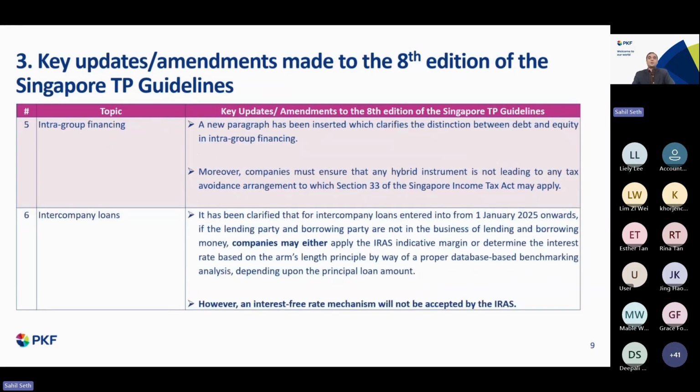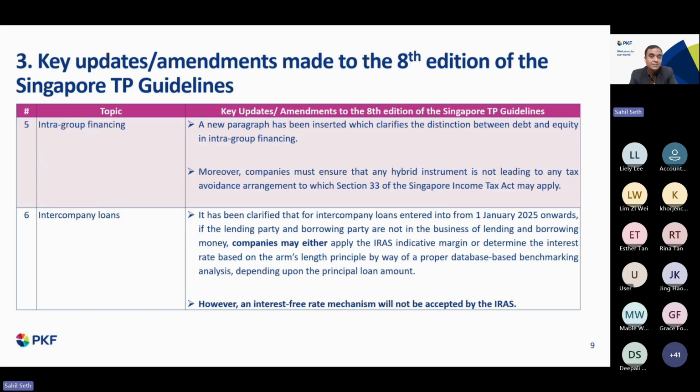Then comes the point related to intergroup financing. As I was just talking about, a new paragraph has been inserted, which clarifies the distinction between debt and equity in intergroup financing. Primarily, there should ideally not be any hybrid capital instrument, financial instrument or financing arrangement which has both debt and equity elements. That becomes a hybrid element, and that kind of arrangement generally leads to tax avoidance arrangements. This point is taken as a cue from the OECD chapters 1 to 15, wherein one of the chapters talks about hybrid instruments, or hybrid mismatch arrangements, in the BEPS 1.0 action plans.